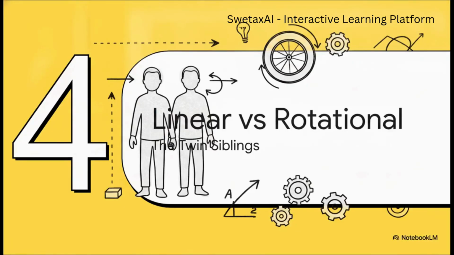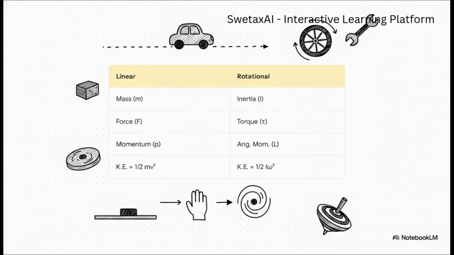All right, let's pull back for Section 4, the twin siblings, linear versus rotational motion. This is the grand analogy that makes all of this math incredibly intuitive. I love this comparison. Look at how perfectly these concepts mirror each other. Mass simply becomes moment of inertia. Force becomes torque. Linear momentum becomes angular momentum. Literally, if you know your linear formulas, you already know your rotational formulas. You are just swapping the standard English alphabet for Greek symbols. Kinetic energy changes from 1/2 mv squared to 1/2 I omega squared. It's the exact same underlying concept, just dressed up in rotational clothing.